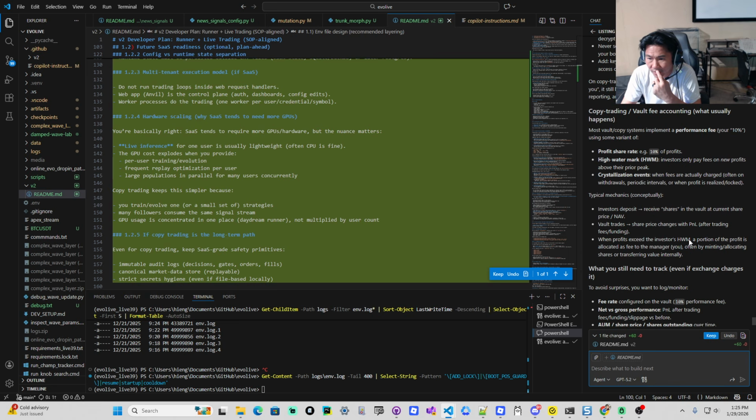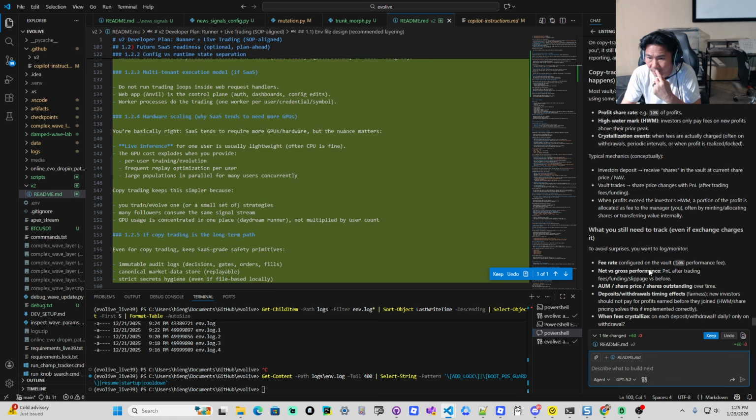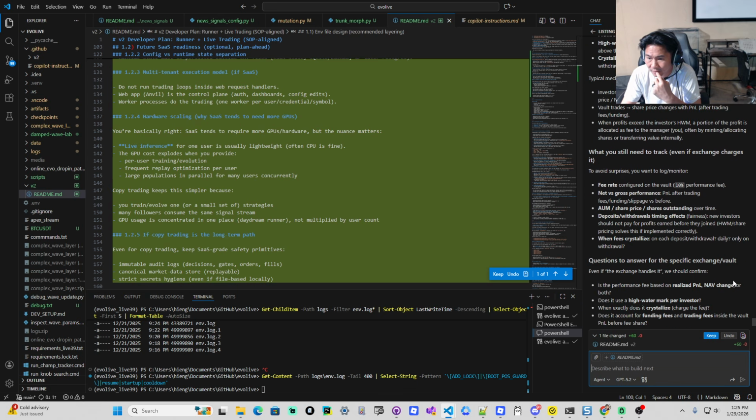So what you need to track, even if the exchange charges it, to avoid surprises: log and monitor the fee rate configured on the vault, the 10% performance fee versus a growth fee charged after trading. New investors should not pay for profits earned before they join. Share price solves this if applied correctly when fees crystallize. You should confirm whether it is a performance fee or based on realized P&L.